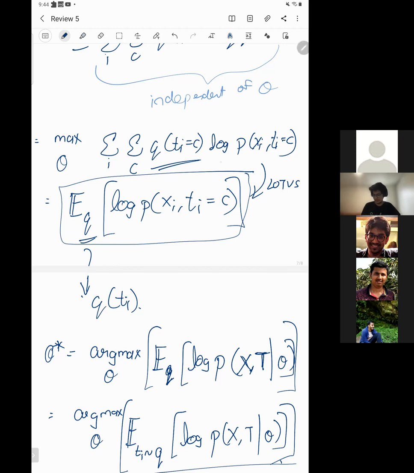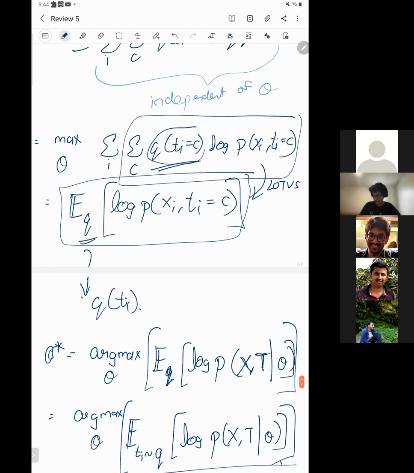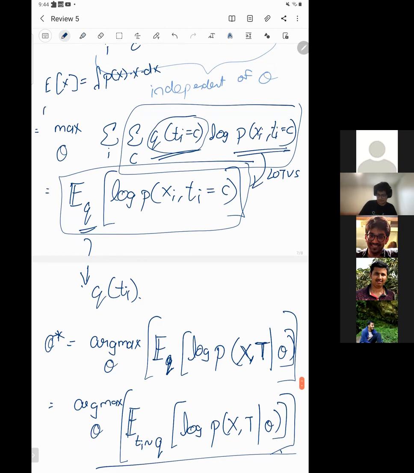So what you can do is this thing. Ideally, here instead of Q of Ti, it should be some distribution of log of P. We know the expected value of X is the integral of P of X dx, but the expected value of F of X ideally should be the integral of P of F of X times F of X dx. But LOTUS allows us to replace this F of X with simply X. So that's LOTUS, and that's what we used.